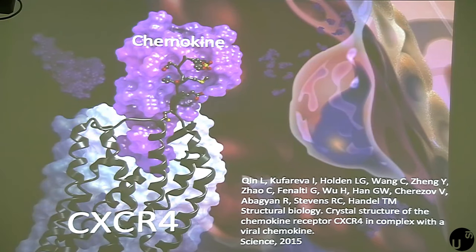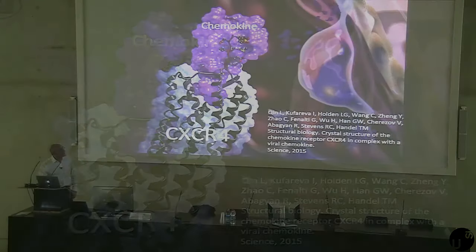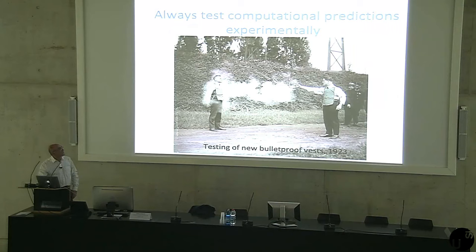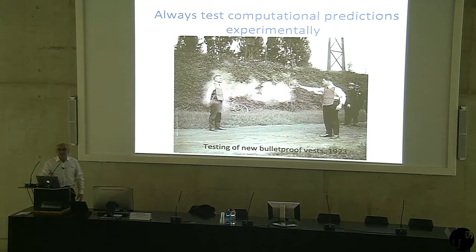I didn't talk about GPCRs today, I'm sorry, there was no time. So that's the last slide, which says, whatever calculations you do, always test them experimentally. Be brave, like this man, right? What I never understood is why the first one wears a jacket as well. Apparently the other one also has a gun, probably behind his back, right? But always test your predictions. Never stop at your predictions.